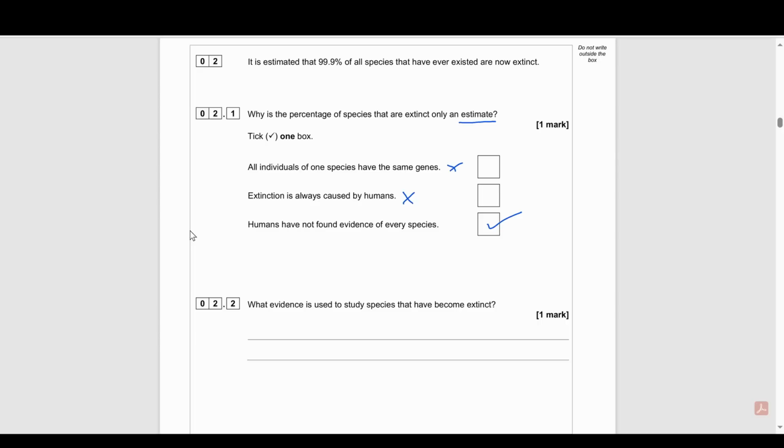Question 2.2. What evidence is used to study species that have become extinct? Well, as just previously mentioned, what can humans study to tell that organisms that have been extinct were actually there at one point in time? They can study the fossil record, so fossils.